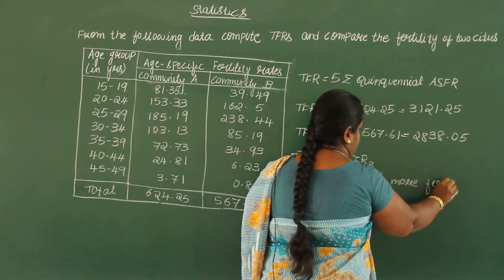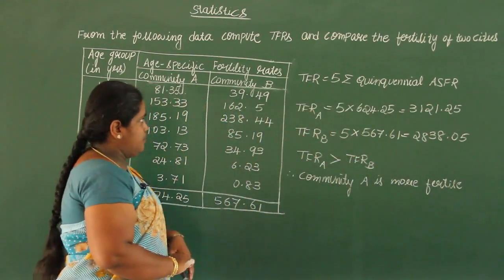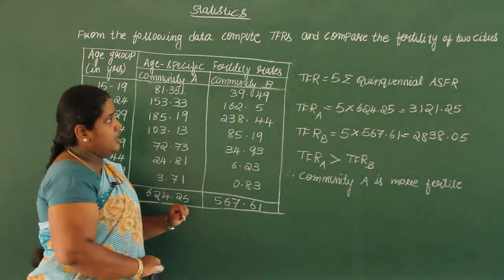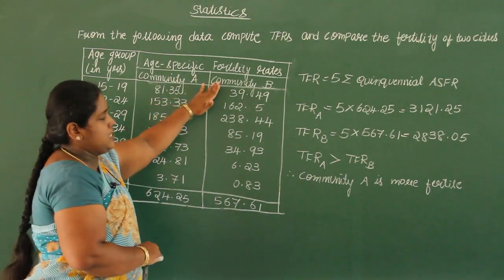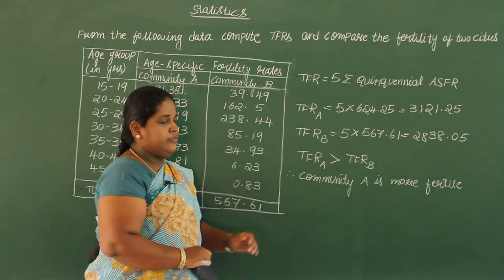So the previous problem, what he had done, where female population and live birth was specified, it is of 10 marks. But in this one, since ASFR values are given, it is a 5 marks problem.